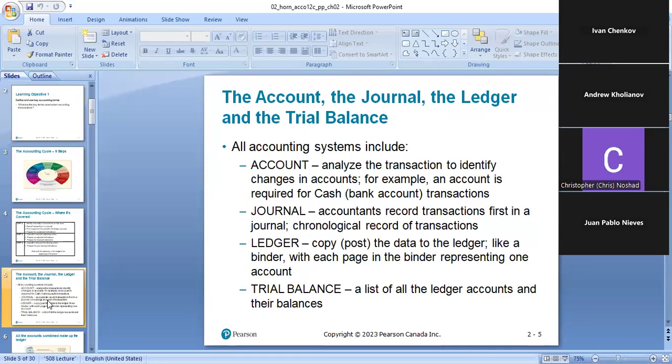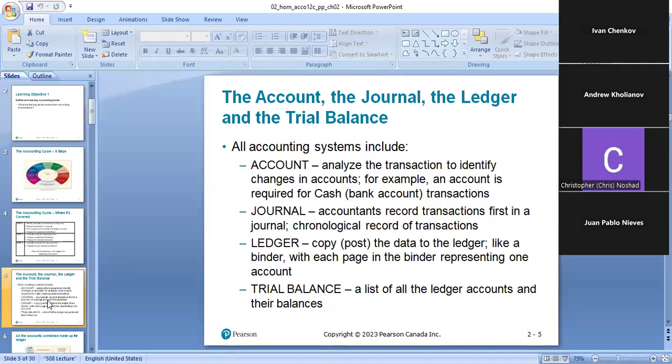Then what will be the trial balance? The trial balance will be the sheet sitting in front of the closet, which tells you: in the first drawer, you have this. On the second drawer, currently, at this moment, you have that. On the third drawer, you have this. On the fourth drawer, you have that. So that's how we're going to organize all the information that we're going to have.